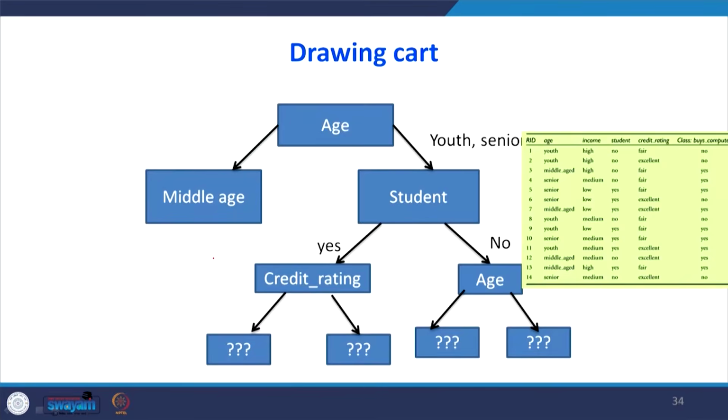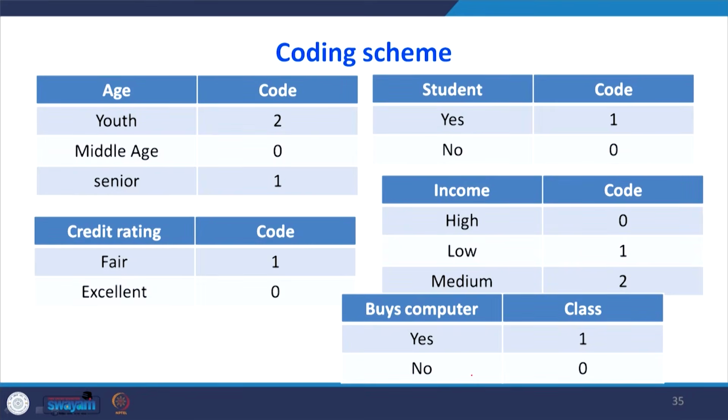What is to be done? The credit rating attribute has to be brought here for further classification. Like this, we have to continue to satisfy all the conditions. Now, I am going to explain the coding scheme, because this coding scheme is important if you are going to interpret the Python output for our CART model.